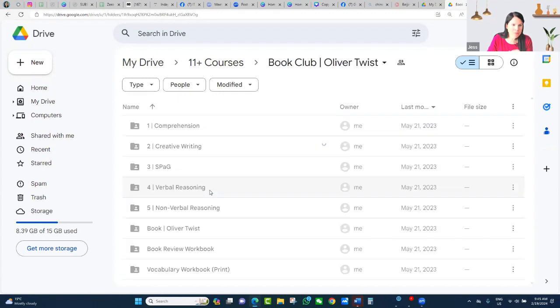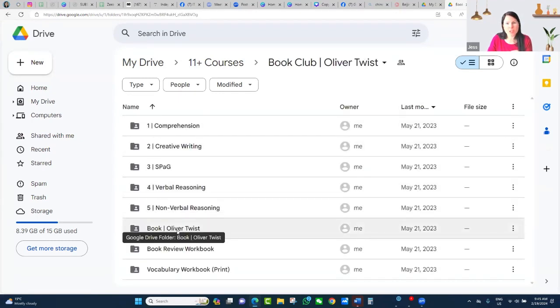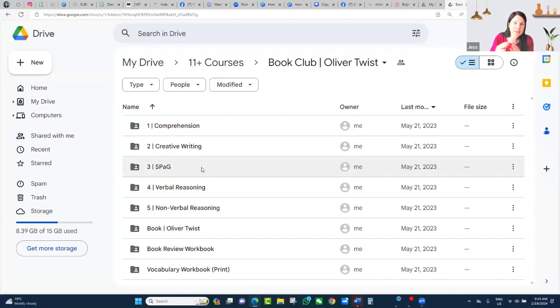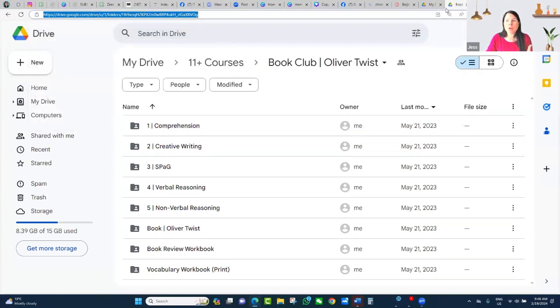Here's a book club, an Oliver Twist book club. So here we go, there's the book that goes with the book club, a book review and then vocabulary that goes with it. Really, I'm just trying to put all of this stuff together. I email them the links as well. It's so easy this way to just say, hey, here's the link, copy, paste. That's all of your lesson resources, right? So this is what I do specifically for my 11+ exams.